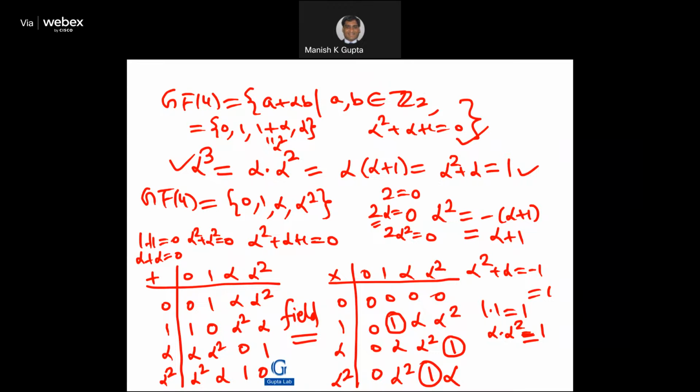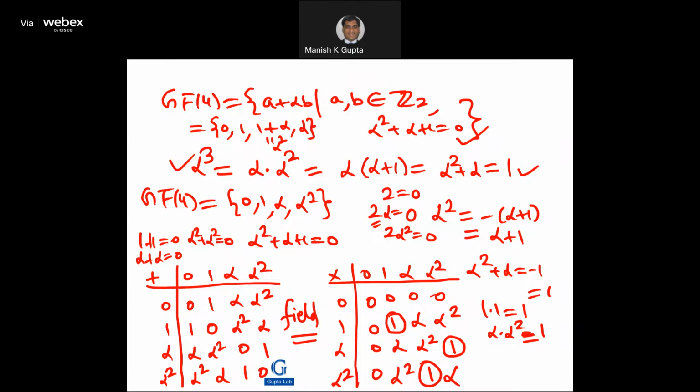Now let us make a table. So the elements 0, 1, 1 plus alpha, alpha can also be written as 0, 1, alpha square and alpha. So there are two representations of the field with 4 elements. One representation is known as the polynomial representation. In the polynomial representation, each element of the field is a polynomial. So one way is 0, 1, 1 plus alpha and alpha. These are 4 polynomials, right?